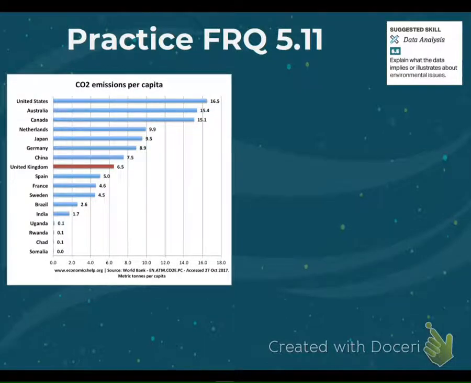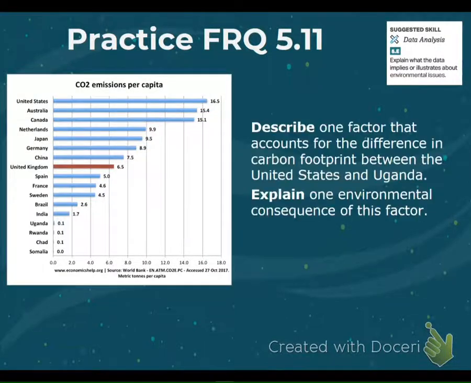So a practice FRQ might be: describe one factor that accounts for the difference in carbon footprint between the United States at the top and Uganda towards the bottom. Explain one environmental consequence of this factor.